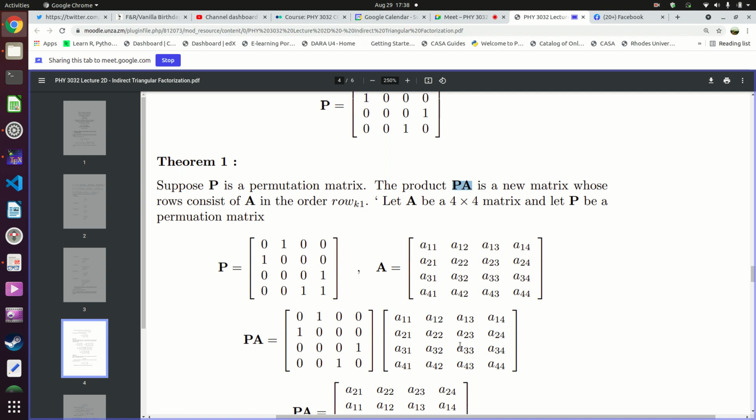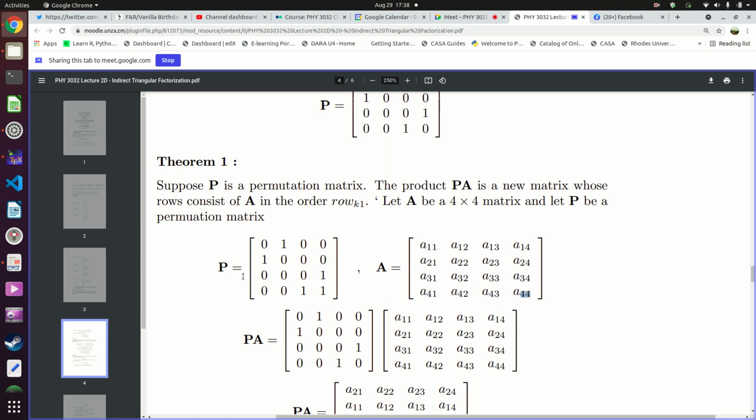So here we have got our permutation matrix. This one is our permutation matrix. This is our matrix A. So we've got A11, A12, A13, A14. Then you've got A21, A22, A23, A24. Then you've got A31, A32, A33, A34. Then A41, A42, A43, A44.